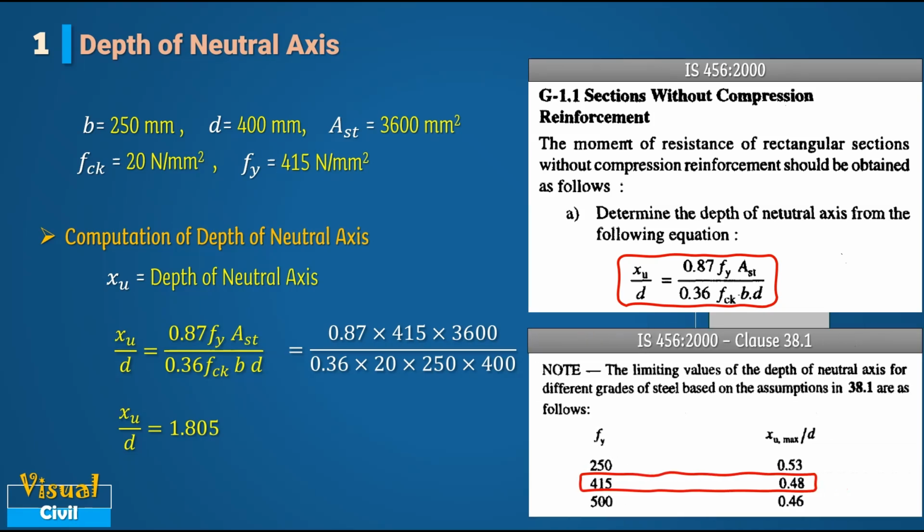According to IS 456 clause 38.1, the limiting value XU max by D for Fe415 steel is 0.48. Our calculated ratio of 1.805 is significantly higher than the limit of 0.48. This tells us that the section is over-reinforced.